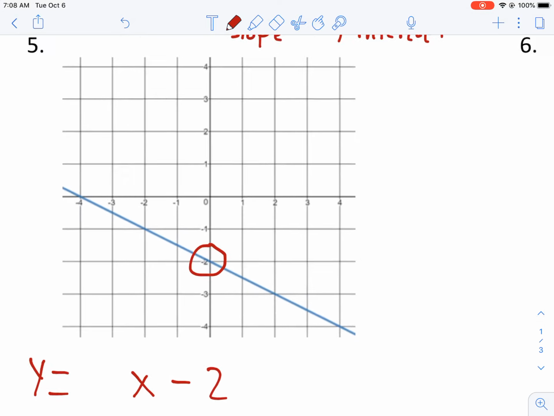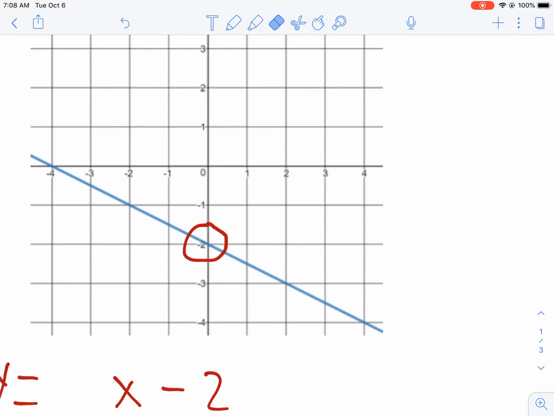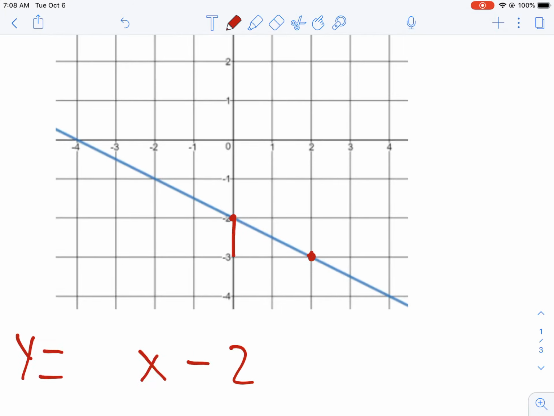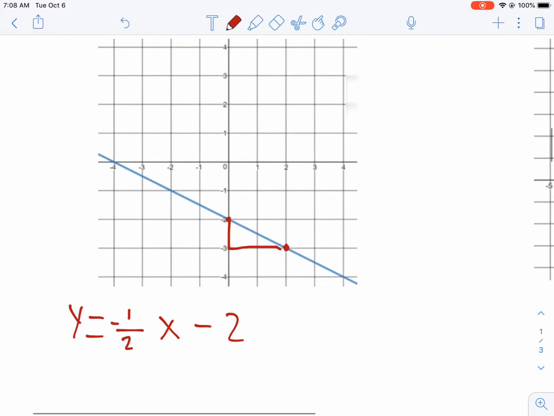Now, how do we find the slope? Well, you find the slope by picking out 2 points on your graph, all right? And then just counting the rise and the run between those points. So we're going down 1, all right? So our rise is -1, and then we're going over 2. So we're gonna have -1/2, all right, is what our slope is going to be. So our equation is just -1/2 x minus 2.